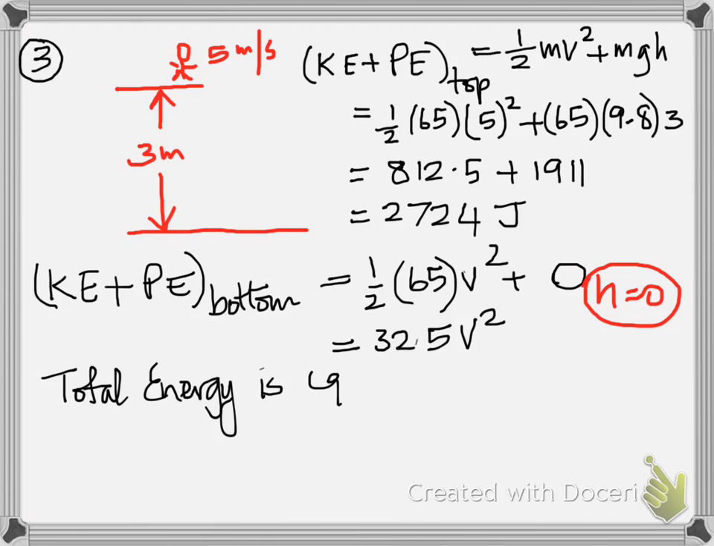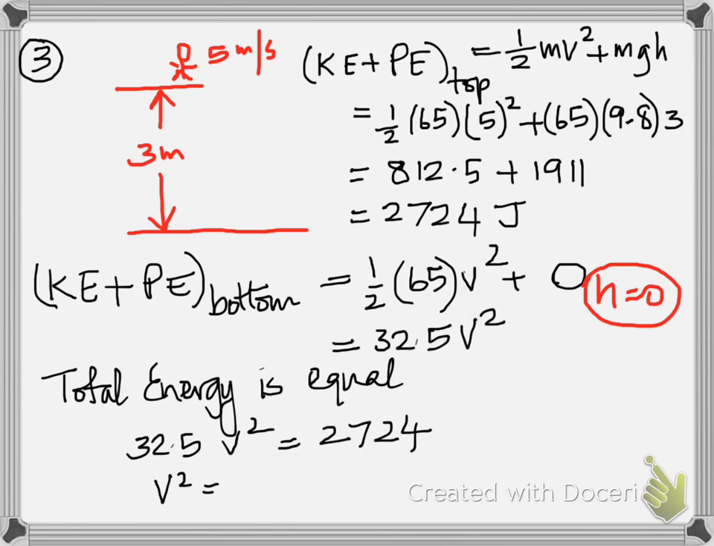Total energy is equal. That's a very important thing. So you put that equal to what you got before. Total energy at the top is equal to the total energy at the bottom, isn't it? And then it's just math. Divide this by this, you get that number, 83.82. Is that the answer? No, you have to take the square root.